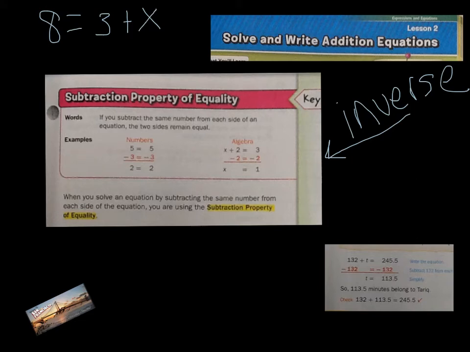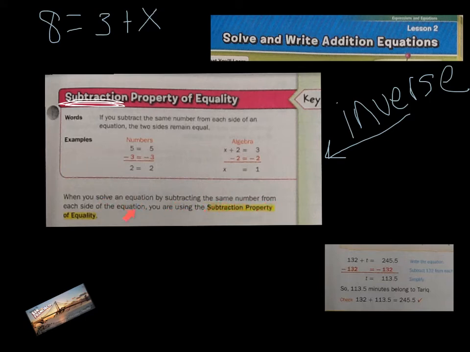Now, since we're using addition equations, remember when I talked about how we're going to be finding the inverse of them, or using the opposite. The opposite of addition is subtraction. So I'm going to be using subtraction to solve these problems.